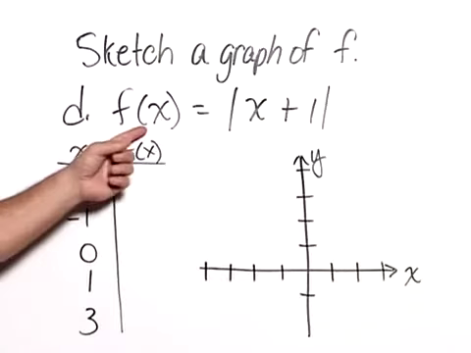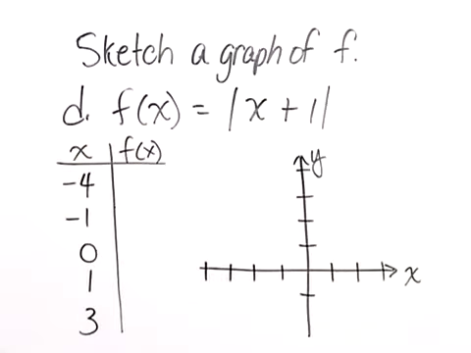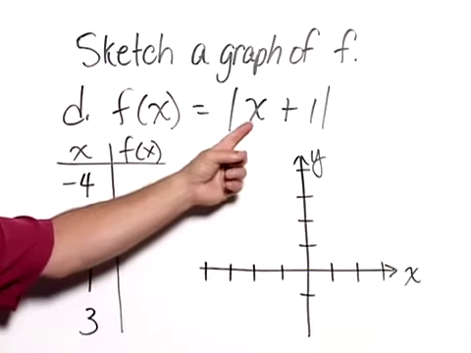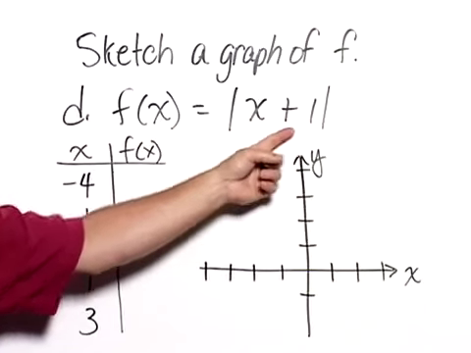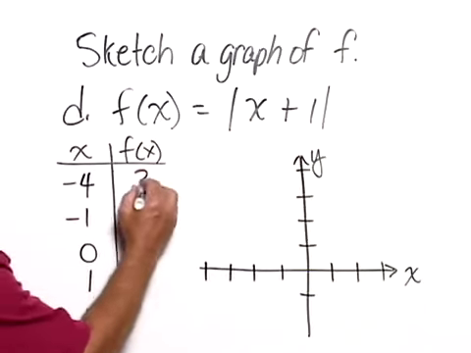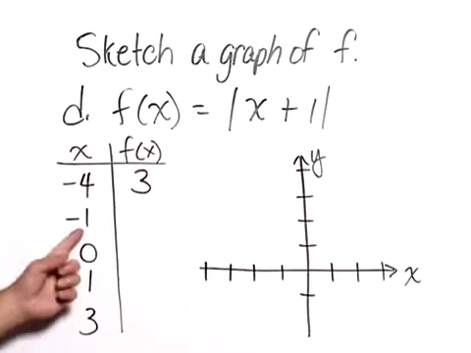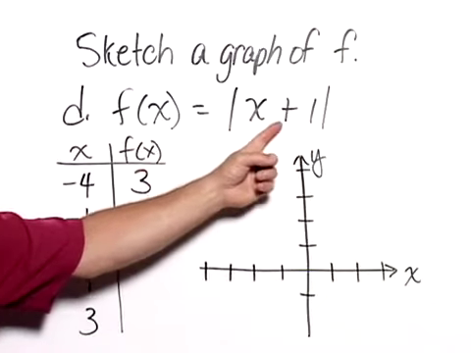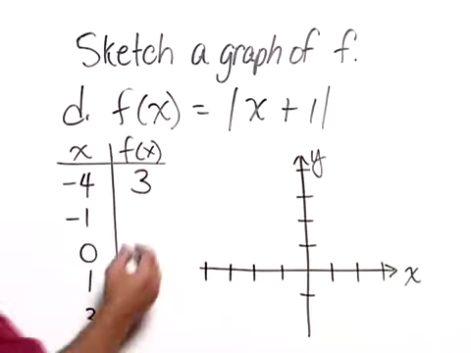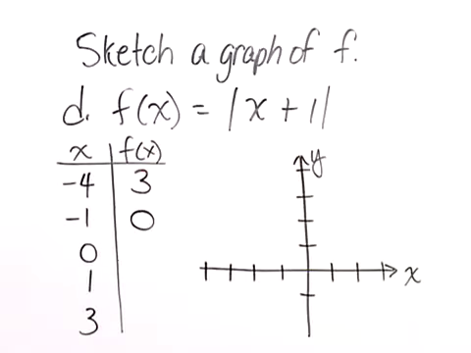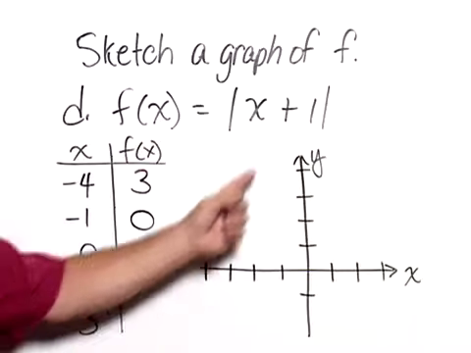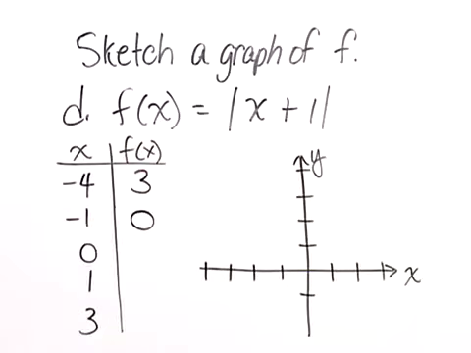For part D, we have f of x equals the absolute value of the quantity x plus 1. Again, we will pick some values of x, substitute them to evaluate f of x. Let's start with negative 4. Negative 4 plus 1 is negative 3, but the absolute value of negative 3 is positive 3. Now substituting negative 1 for x, negative 1 plus 1 is 0. And of course, the absolute value of 0 is 0. Substituting in 0 for x, 0 plus 1 is 1. The absolute value of 1 is 1.